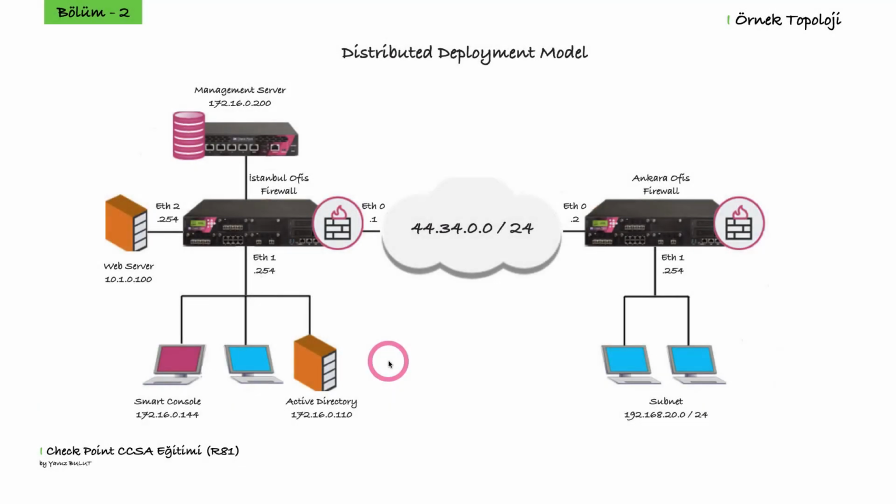We have installed our management server in our topology. Now let's go to our admin PC in 172.16.0.0 subnet and install our Smart Console software on our PC here and finish our lesson by connecting to the management server. Let's start the firewall setup in our next lesson.